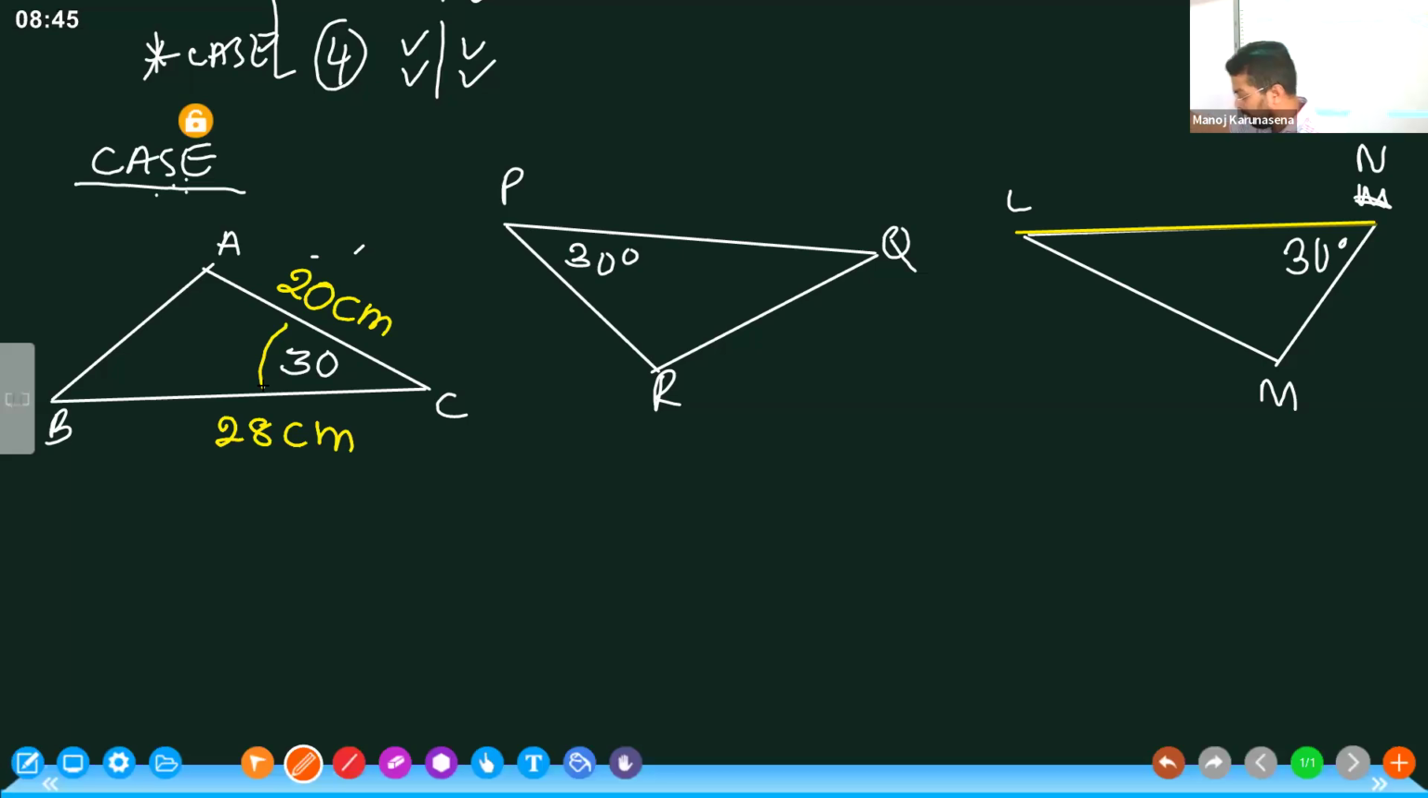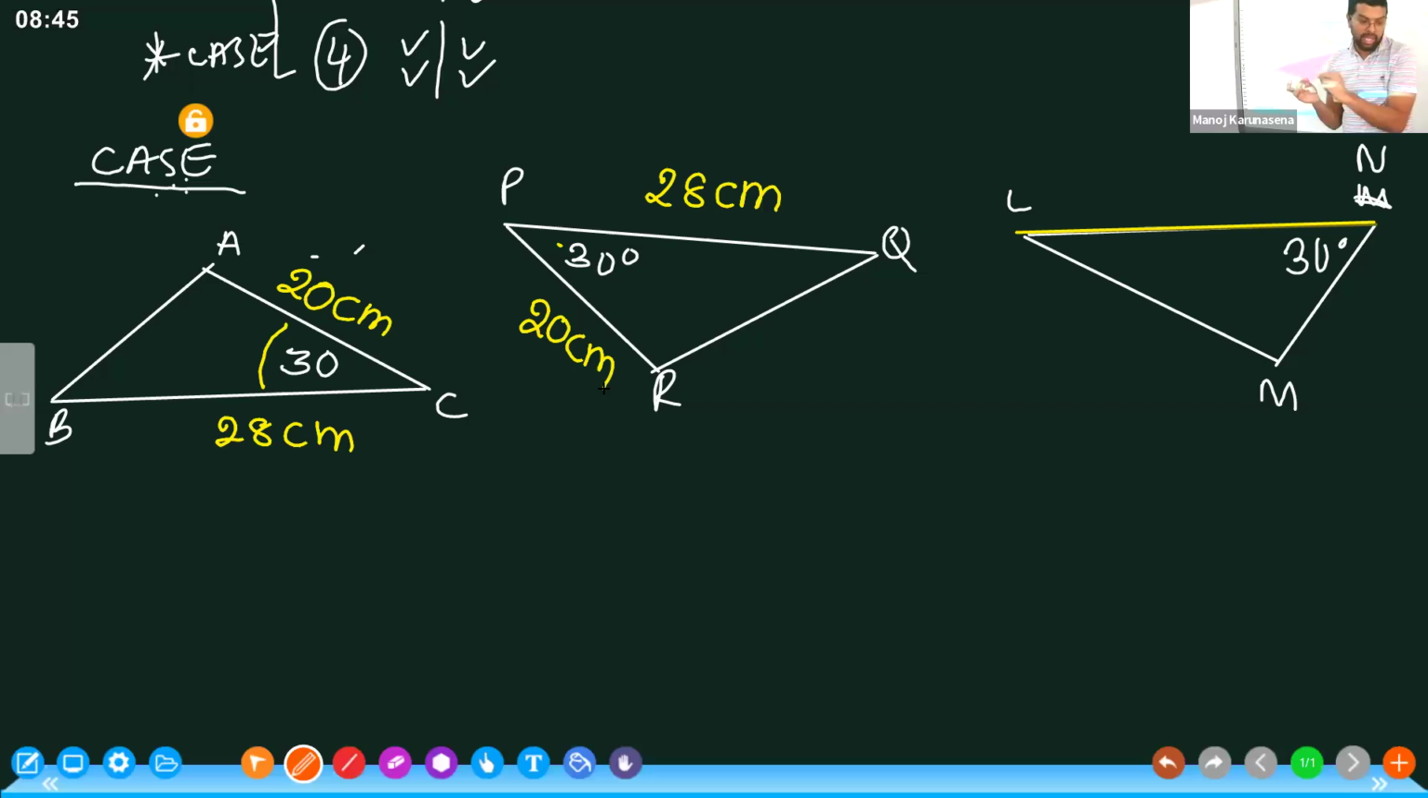Right? I have another triangle. This is the earlier triangle number 1. Now I have another triangle. Since you couldn't draw it in your book, I gave a new length. This angle is 30 degrees. This length is 28 centimeters. This length is 20 centimeters.